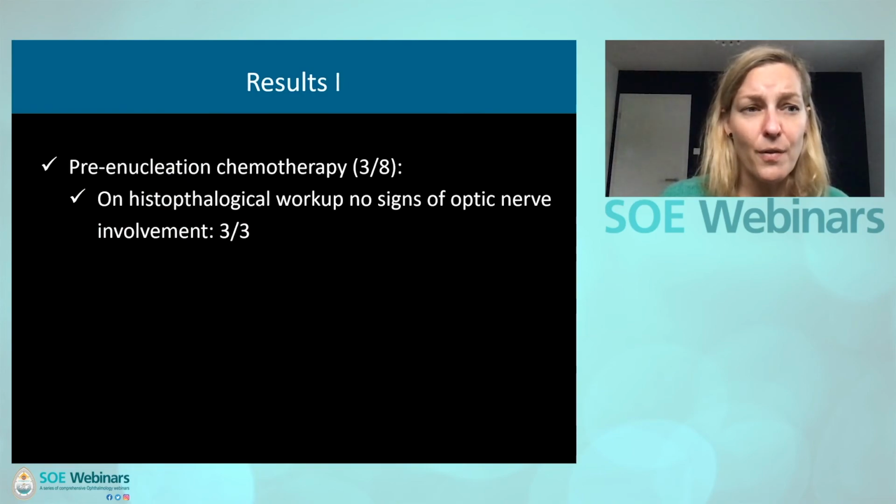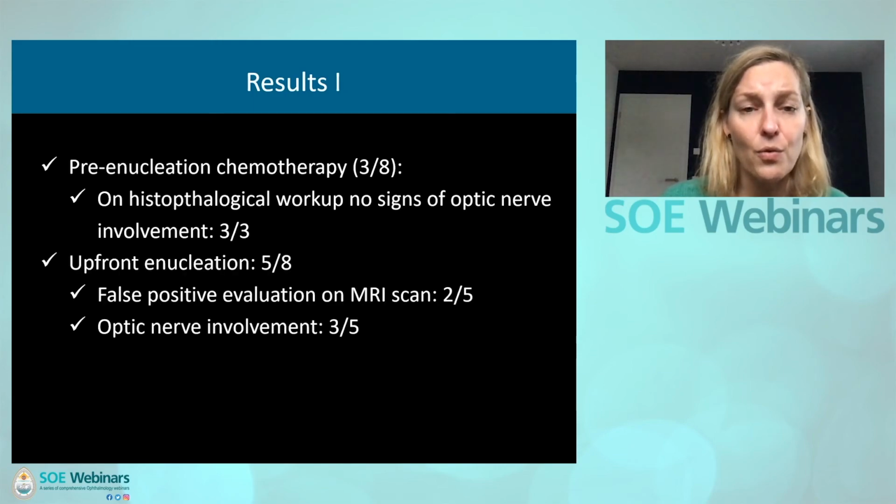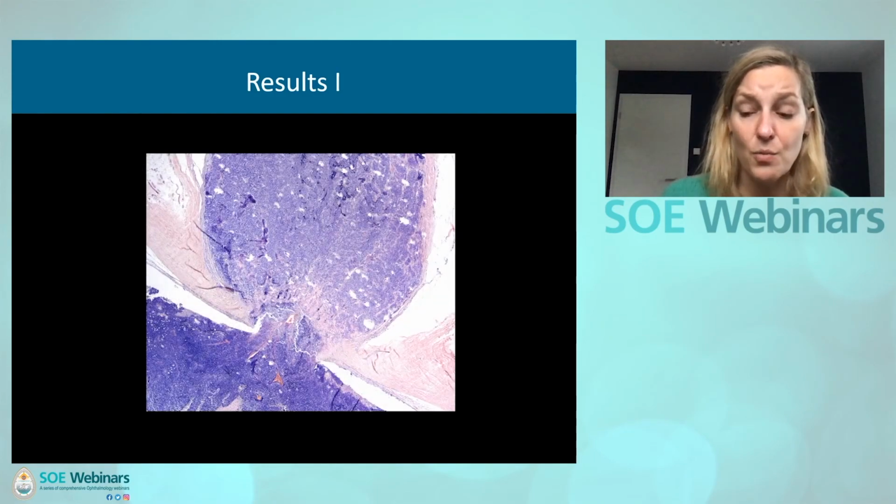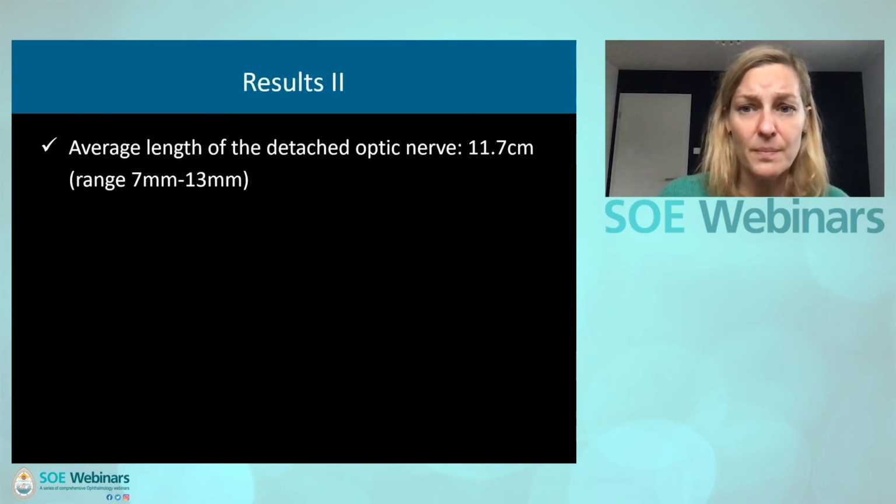In the group of the children that received pre-enucleation chemotherapy, we found no signs of optic nerve involvement on histopathological workup. Those were 3 out of 8 children. In the 5 children where we did upfront enucleation, we found an optic nerve involvement in 3 cases, whereas the evaluation on the MRI scan was false positive in 2 patients. Here you see a histopathological slide of a massive optic nerve involvement.